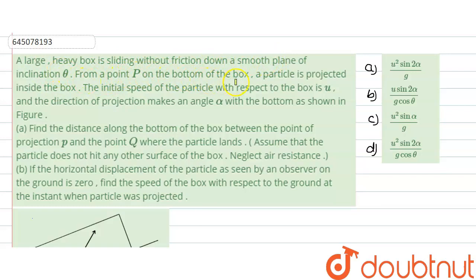Now from a point P on the ground of the box, a particle is projected inside the box. The initial speed of the particle with respect to the box is given to be u, and the direction of the projection makes an angle alpha with the bottom as shown in the figure.